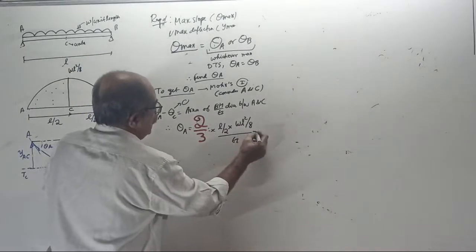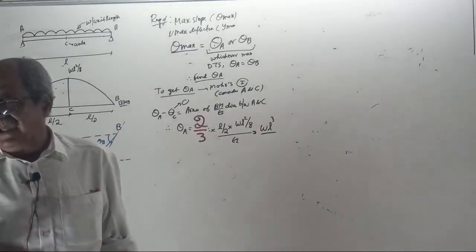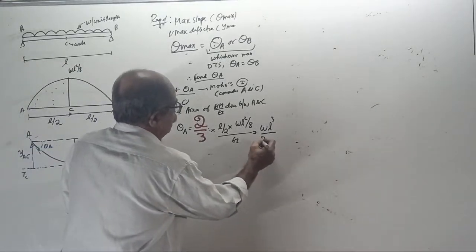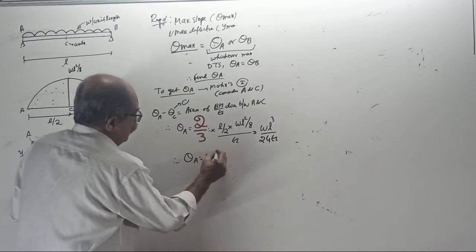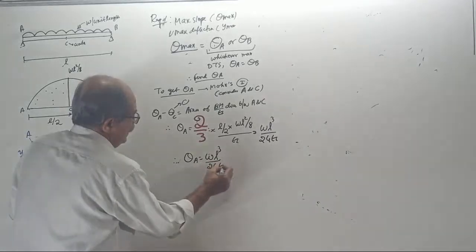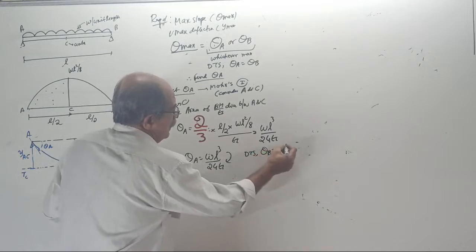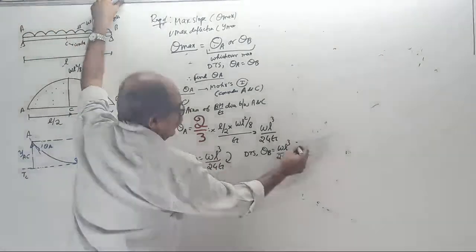Tell the answer. It equals WL cube by, if you remember Macaulay's method, tell the number. WL cube by 24 EI. Yes, 24 EI. Right. Therefore, theta A equal to WL cube by 24 EI, clockwise. Due to symmetry, theta B also equals WL cube by 24 EI only. Or see, the area from here to here. But it is anti-clockwise, I told you 1,000 times.